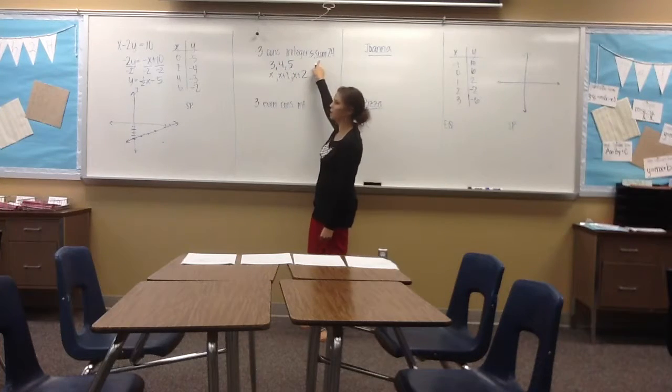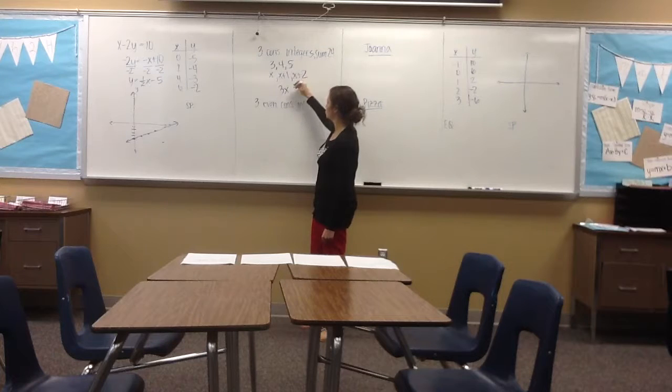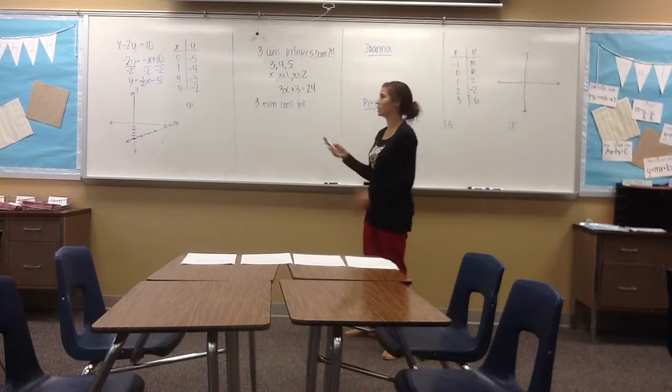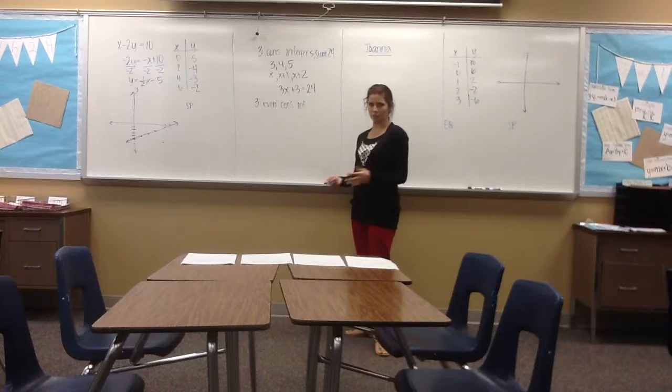And it says the sum, which means add. So x plus x plus x is 3x. 1 plus 2 is 3. And that's going to give us 24. And on this one, all they wanted you to do was come up with an equation. So there's our equation. Then they asked, would it change if they were even consecutive integers?